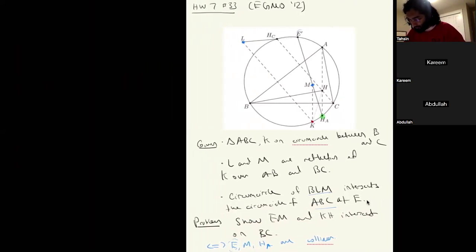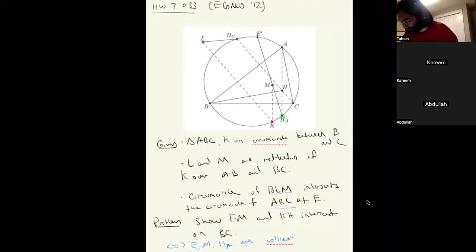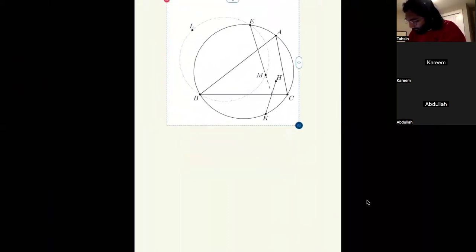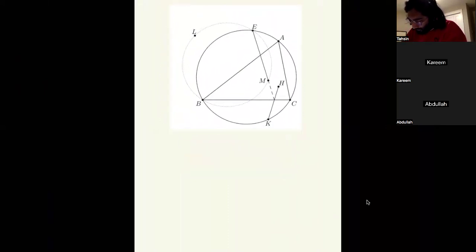Okay, maybe I can draw it again. Maybe I can take a slightly simplified picture. So yeah, let's take this picture. So here's the picture, and what we've added is we've added HA, right?